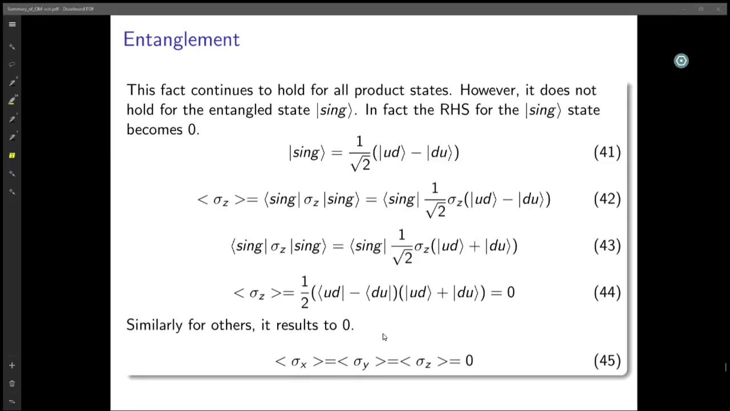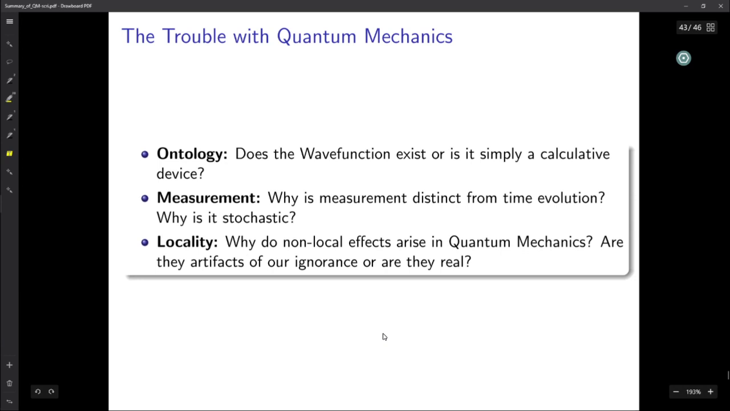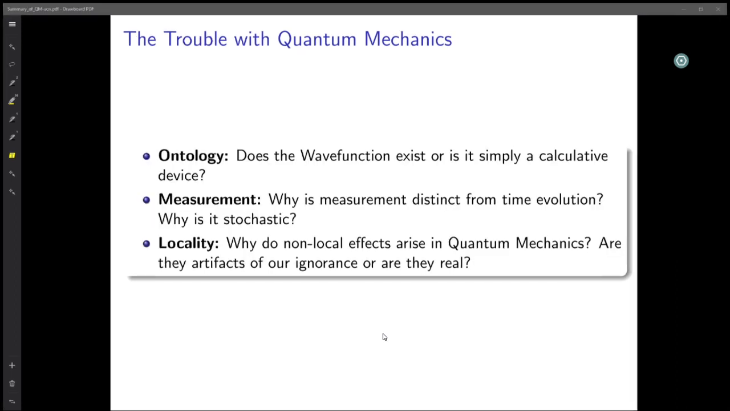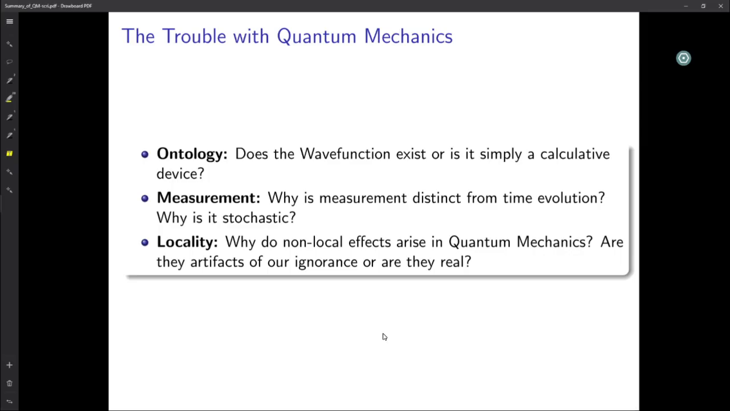Okay, fine. All right. With that, I would just add two things to conclude. With all that's being said, there's still some trouble in quantum mechanics. The wave function that we saw, is that a calculative device, or does it actually exist? And what does it mean if it does exist? Why is measurement distinct from time evolution? Measurement is stochastic, measurement is random. Time evolution is deterministic. Why does this difference arise? What is the nature of measurement?